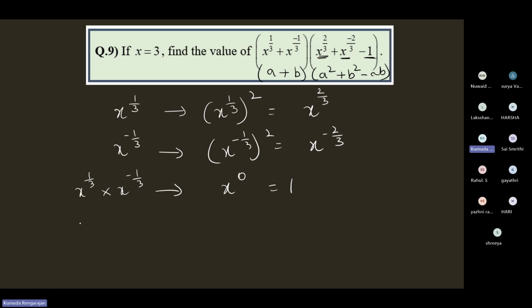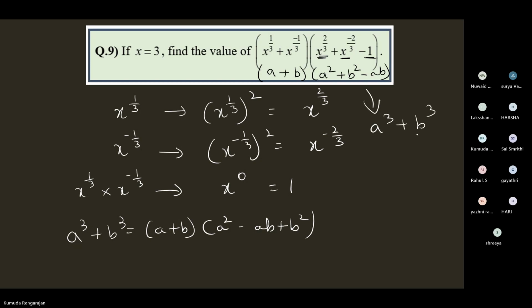What's the identity? A cubed plus B cubed is equal to A plus B of A square minus AB plus B square. A cube plus B cube is equal to A plus B of A square minus AB plus B square. So that's what we have here. So this is A cubed plus B cubed.